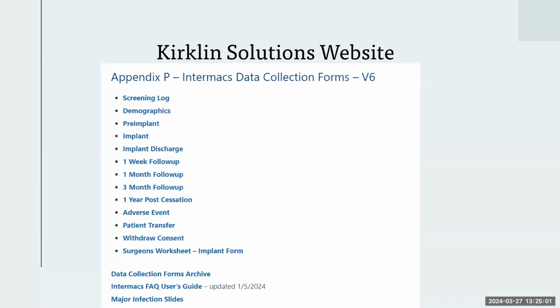And then under Appendix P, you'll see all of our forms. I want to point out that the 1 week and the 1 month forms are the same. And then the 3-month form will have some additional data that is not captured on the 1 week and the 1 month. The 3-month form is a little bit more lengthy.